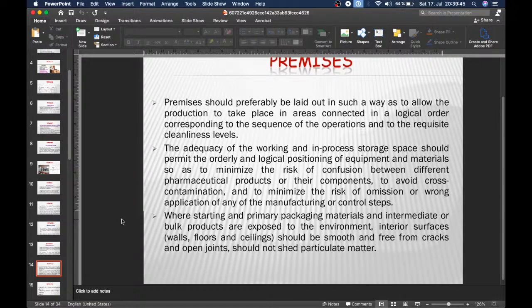And your premises should preferably be laid out in such a way as to allow production to take place in areas connected in logical order, corresponding to the sequence of operations and to the recognized cleanliness level.